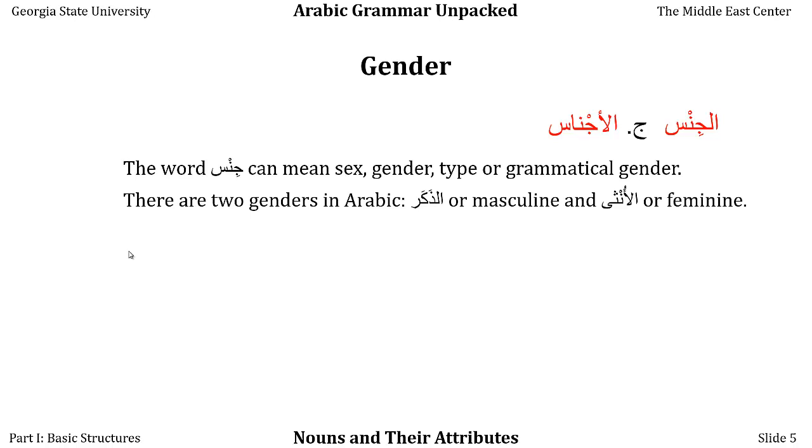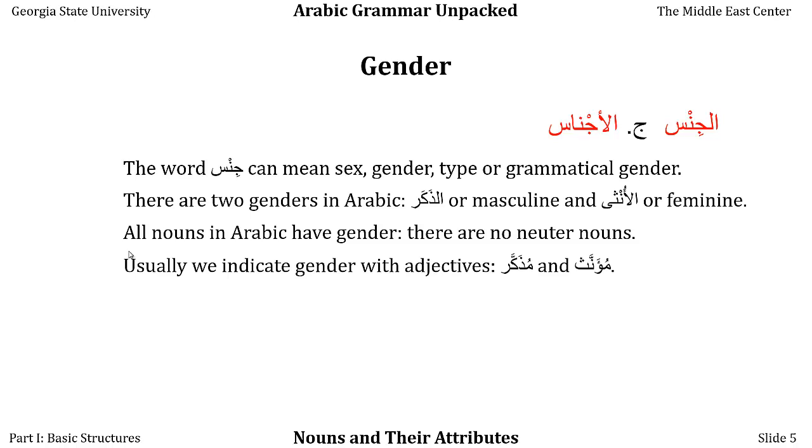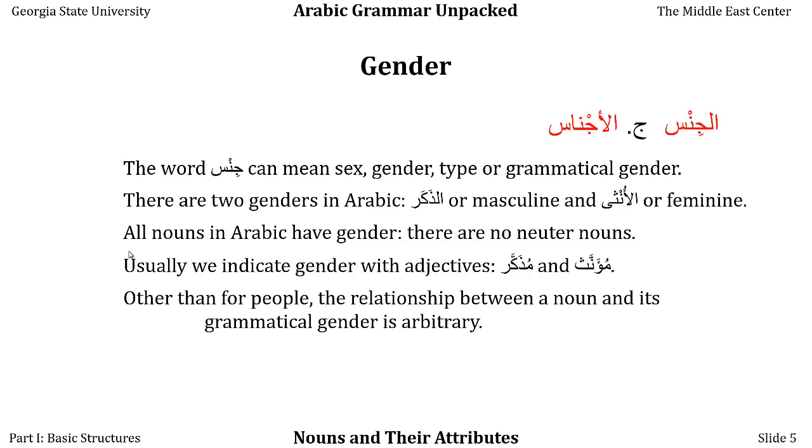Notice that the word untha ends with the alif maksura character, which alif ba doesn't always go into great detail about. All nouns in Arabic have gender. There are no neuter nouns, only masculine and feminine. Usually, when we talk about a noun, we indicate its gender with the adjective rather than the noun. We say mudhakkar and mu'annath, and these are the adjectives that go with al-dhakar and al-untha.